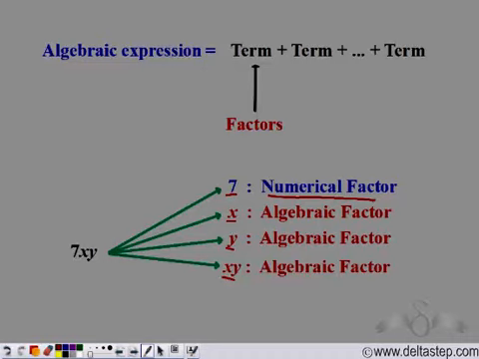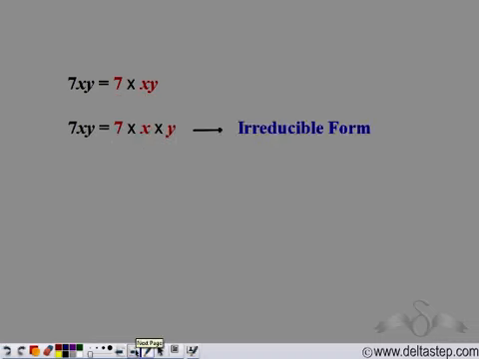Now a term can be written as a product of its factors. So we can write 7xy as 7 into xy. 7 is a factor of this term and xy is a factor of this term. But again, xy can be written as a product of further factors, that is x into y. So xy can be simplified further. So we can write 7xy as 7 into x into y.